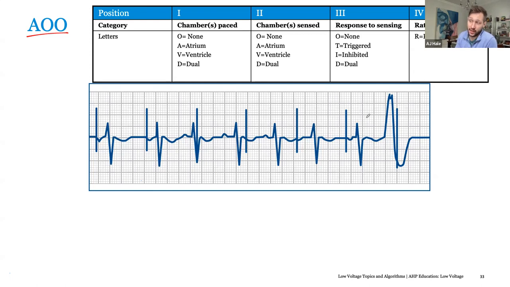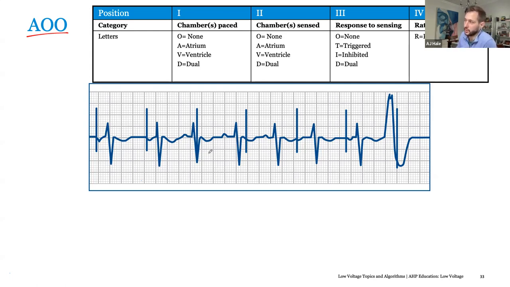One big disadvantage of that, though, is you don't know what's going on with the ventricles at all. So if the patient develops some sort of AV nodal issues, we'd have no clue. And we could be pacing them all day long in the atrium and they could not be perfusing at all.